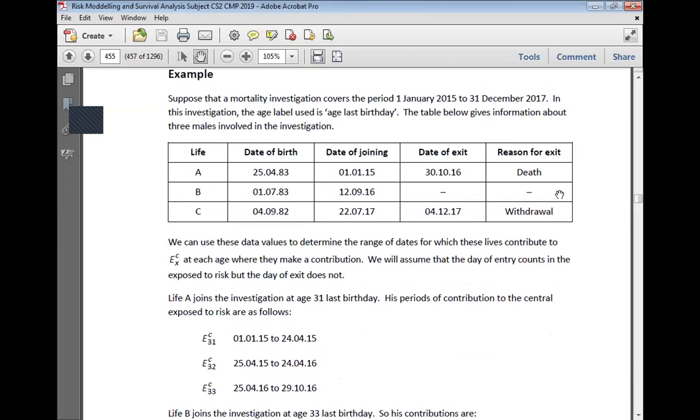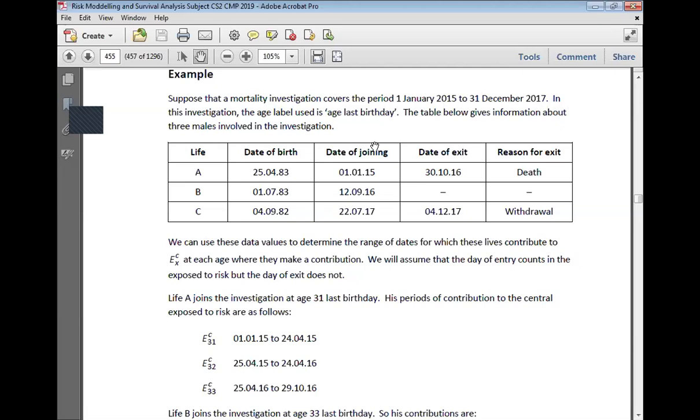Suppose that a mortality investigation covers the period 1 January 2015 to 31st December 2017. Ideally, you should have a look at how many years we are considering. You might be tempted to just see 2015 and 2017, but we should remember this is 1 January 2015 and this is 31st December 2017. So from 15 to 16 and then from 16 to 17. So 2 years.